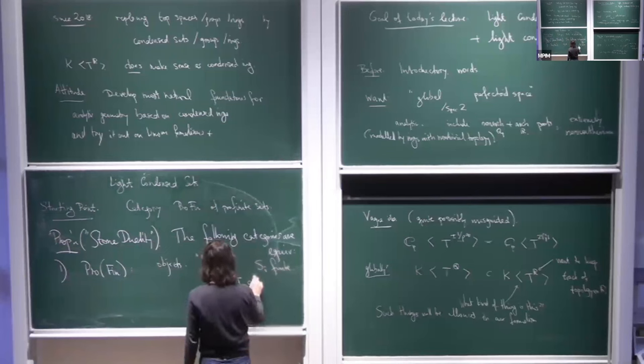Okay, so I think that's it for my general preparations about finite sets. And so let's now finally come to the definition of light profinite sets and light condensed sets.